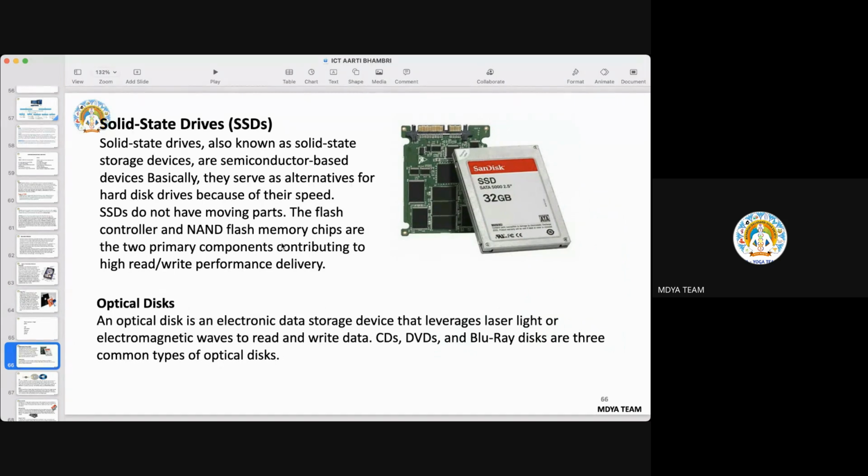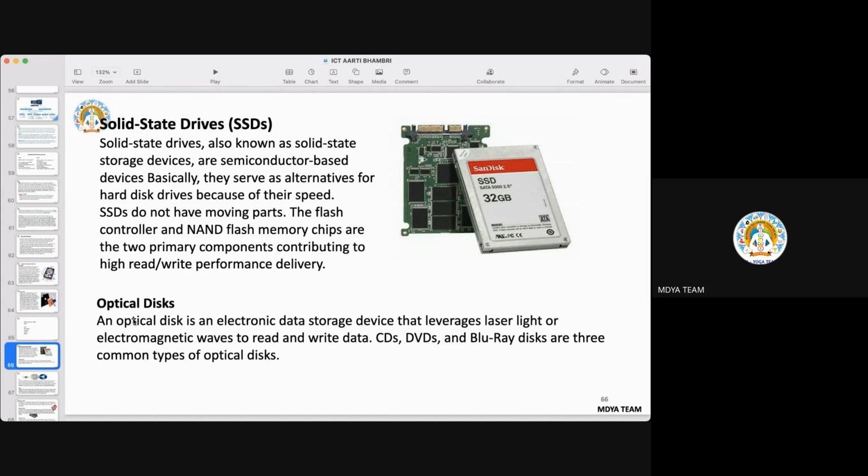memory, where various gates and all the circuitry involving the transistors, NAND gate and NOR gate and all that, you don't have to understand. It's not necessary here. So two primary components contribute to the high read and write performance delivery, because they are fast as compared to the other secondary storage. Their capacity is also very, very large, and they are costly also.